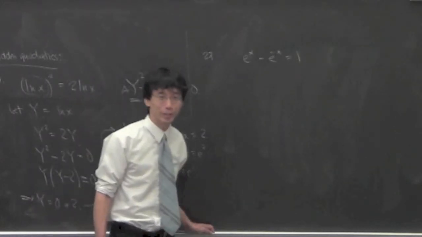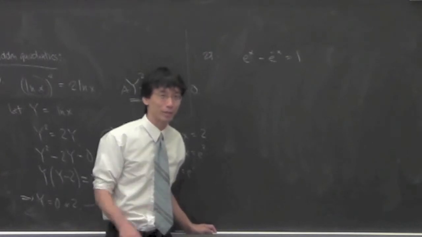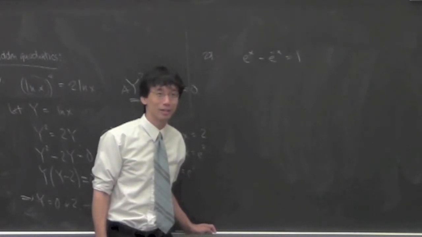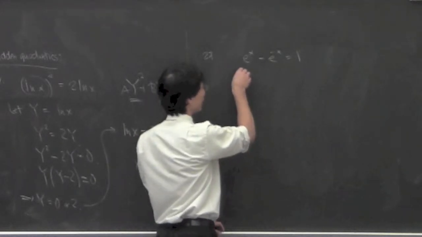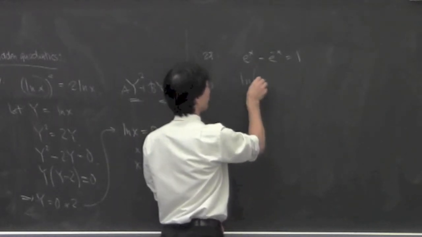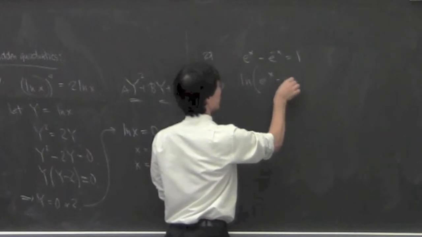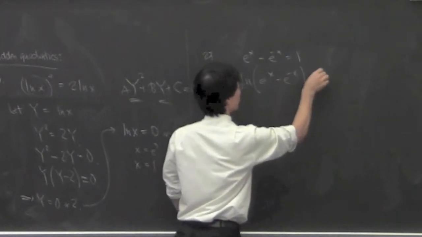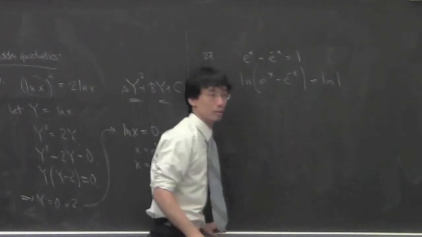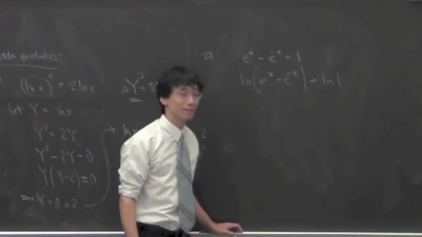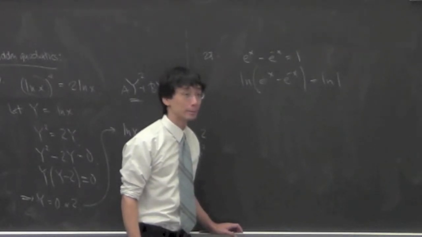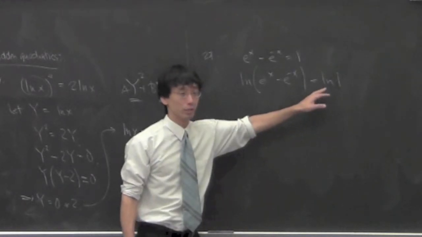Does anyone know the trick? Take the natural log of each side. Okay, we can try it. Natural log of e to the x minus e to the minus x equals natural log of 1. Okay, and then what? The right hand side is 0. Yeah, natural log of 1 is 0.